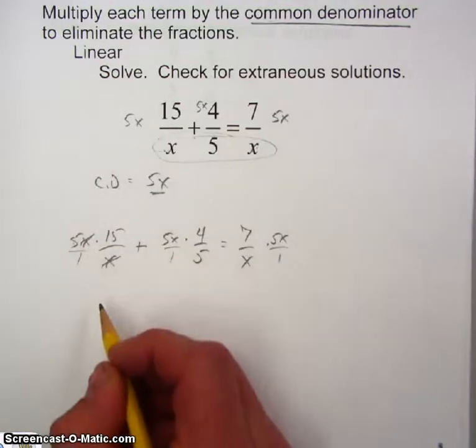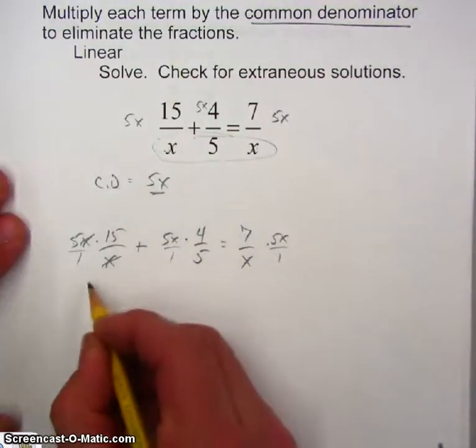I'm sorry, it's not 60. Oh my gosh, 15 times 5 is not 60. Oh, that's 75. I'm sorry.